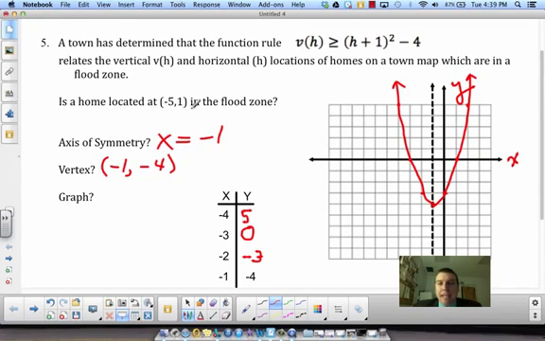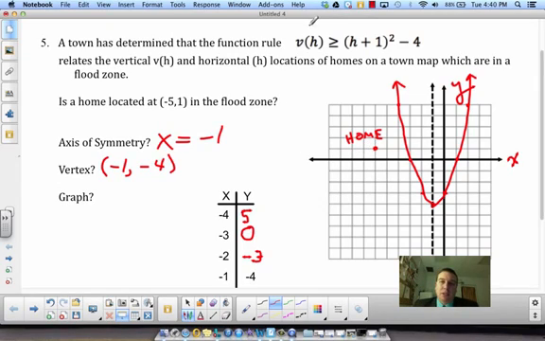I got to find the point -5, 1. So 1, 2, 3, 4, 5, 1. So here's my home. Is my home in the floodplain or flood zone? Kind of like North Stonington a couple years ago. Actually, it was all this area, all under flood. March 30th, was it 2009 maybe? It was all flooded.